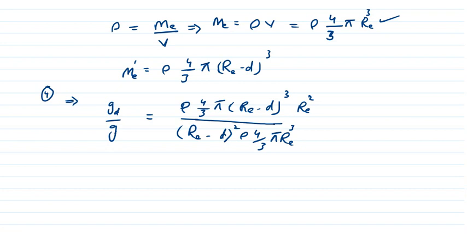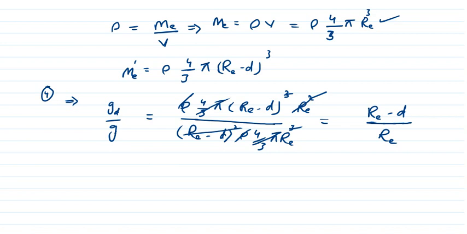So these terms can be cancelled out. Density will be cancelled out with density, 4 by 3 will be cancelled out with this, and this square will be cancelled out with this one. So in short, we have Re minus d, and this will be cancelled out as a whole, divided by Re.